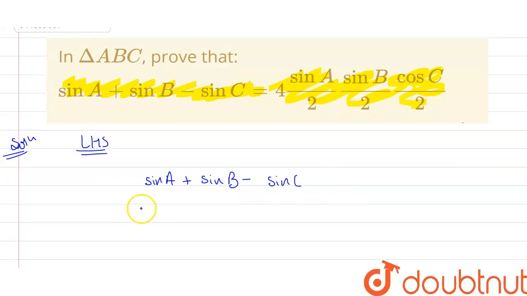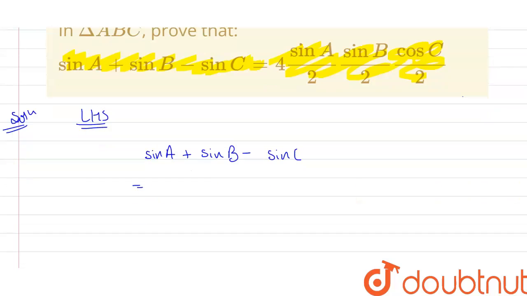I can write this identity for sin A and sin B using the sin C plus sin D formula. If you are aware of the CD formula, it says that sine of C plus sine of D equals 2 sine of (C plus D) by 2, times cos of (C minus D) by 2.